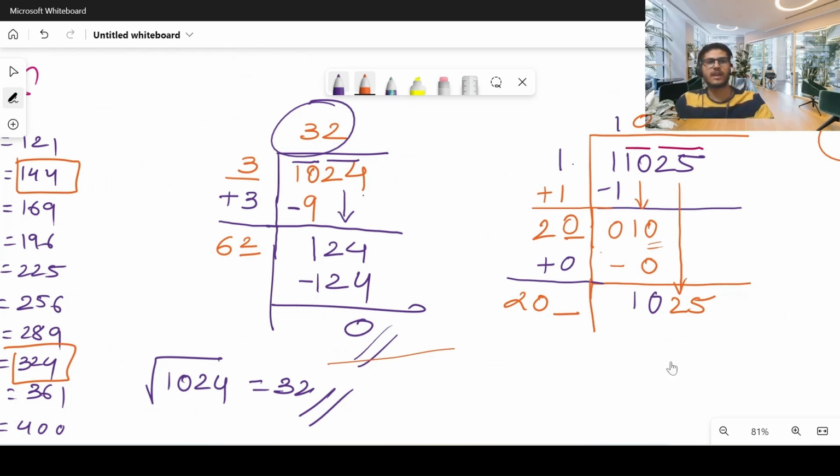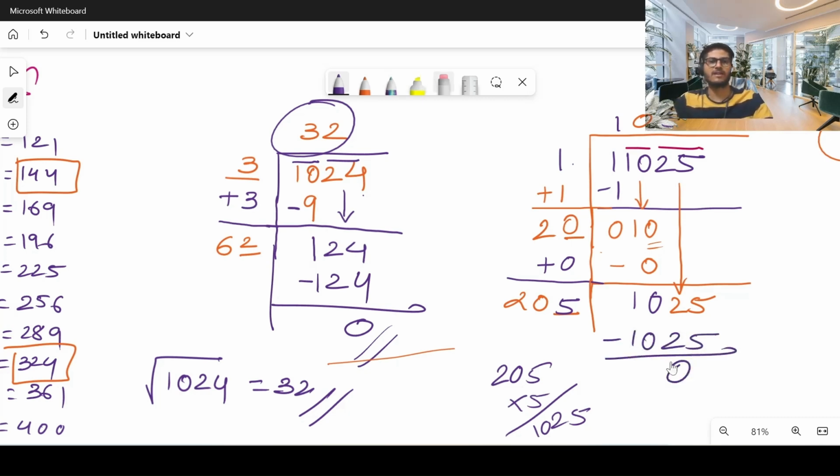So without any doubt, let's take this missing digit as 5 and multiply the whole 205 with 5. 5 fives are 25 and 5 twos are 10, and we get exactly 1025. So 205 times 5 is 1025, and now when we subtract we get the remainder as 0. Therefore we got the quotient 105. So the square root of 11025 is 105.